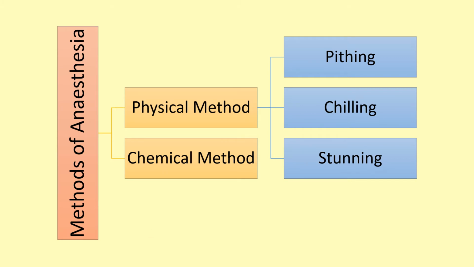First one, that is your pithing method. What do you mean by pithing? The pithing method is used when you have to produce anesthesia in frog. Always remember that pithing and chilling methods are both used to produce anesthesia in frog, while the stunning method is used to produce anesthesia in rat, guinea pig, mouse and rabbit.